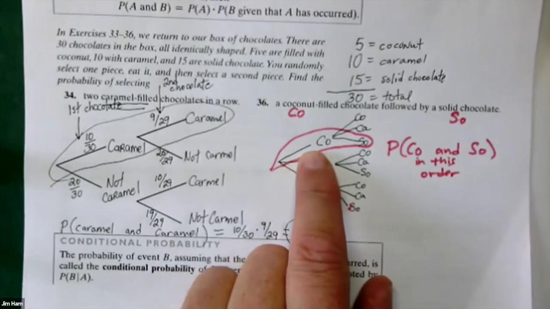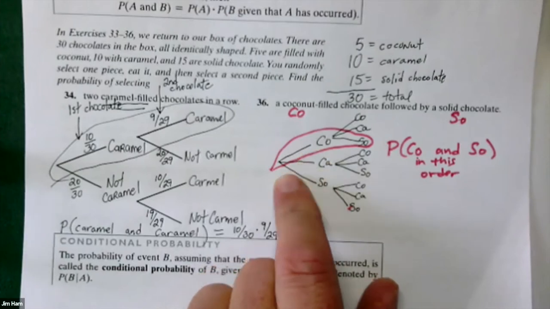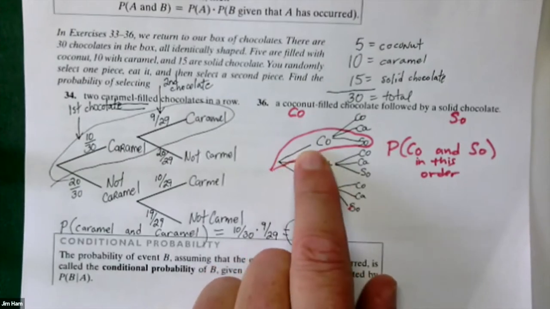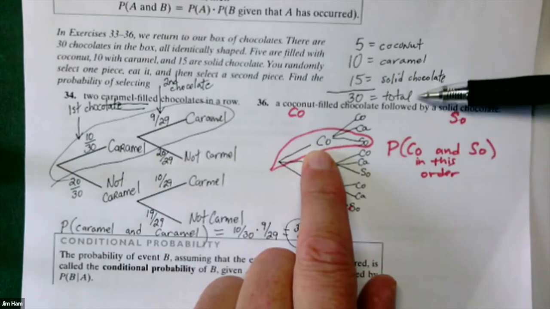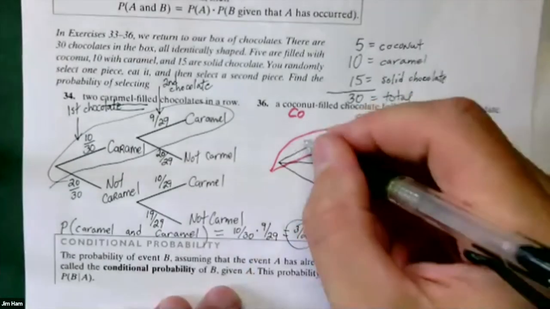We start off again with that fresh box of 30 chocolates. What's the probability right here of the very first selection being a coconut? In the box, there are five, so we just need to choose one of those five out of the total 30.